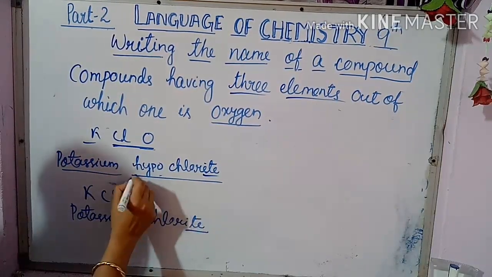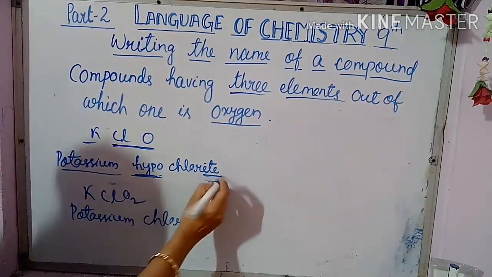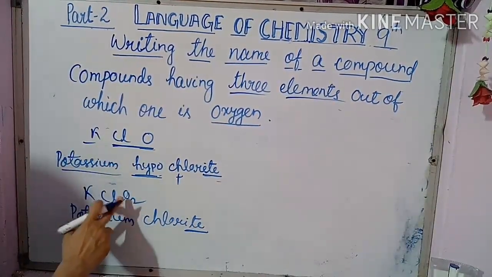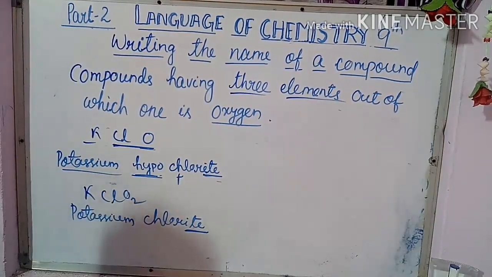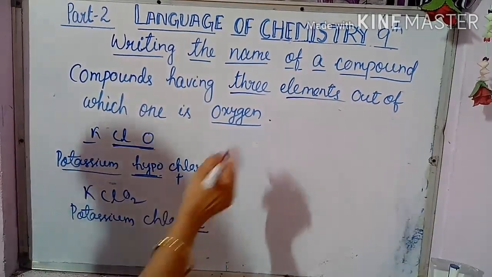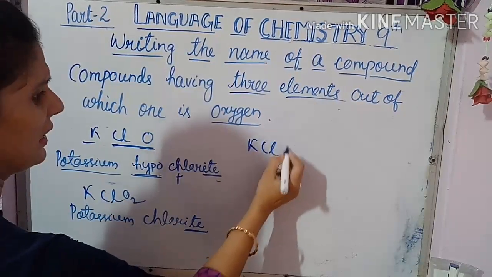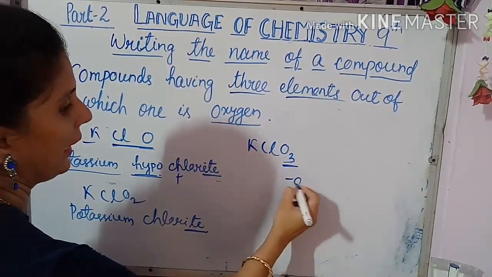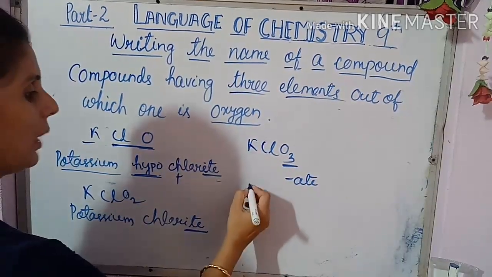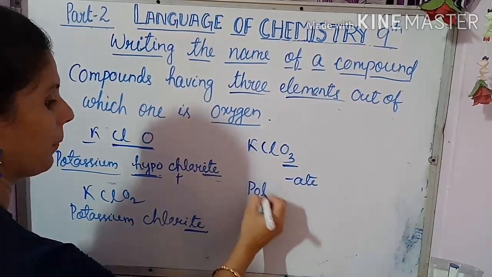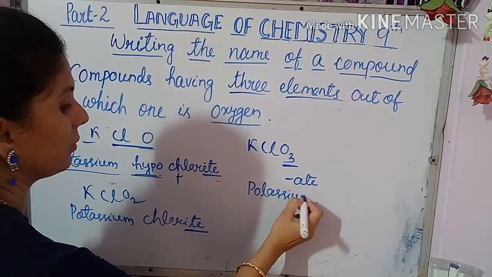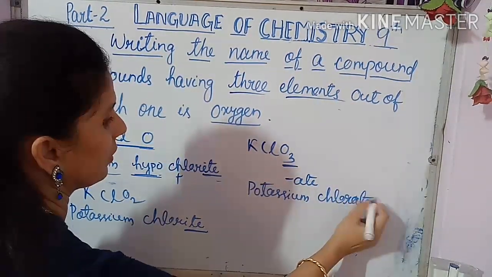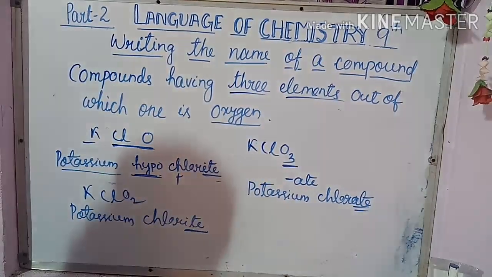Chloride: hypo plus chloride, that is the formula. Here only ITE is the formula if 2 oxygen is present. Now go to the 3 oxygen. KClO3 means the suffix is only ATE. That is potassium chlorate. Potassium chlorate, that is the ATE is present.